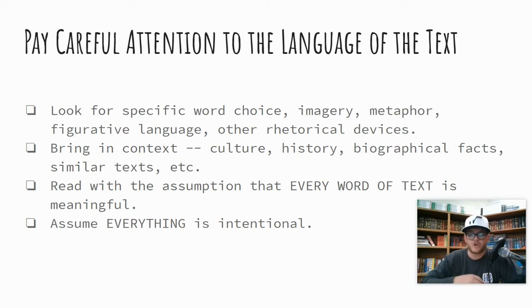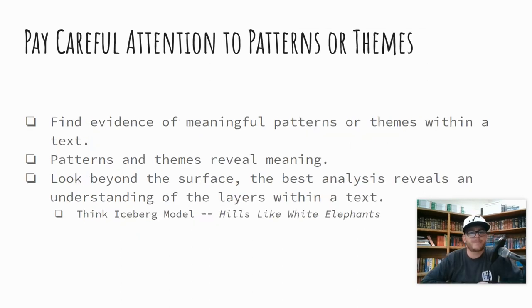Okay, so creating an arguable thesis is that first one. Paying careful attention to the language of the text is the second. The third is you're going to pay careful attention to the patterns or themes. So you're going to find evidence of meaningful patterns or themes within a text. When you do that, those patterns and themes reveal meaning, and you need to look beyond the surface. The best analysis reveals an understanding of layers within the text.